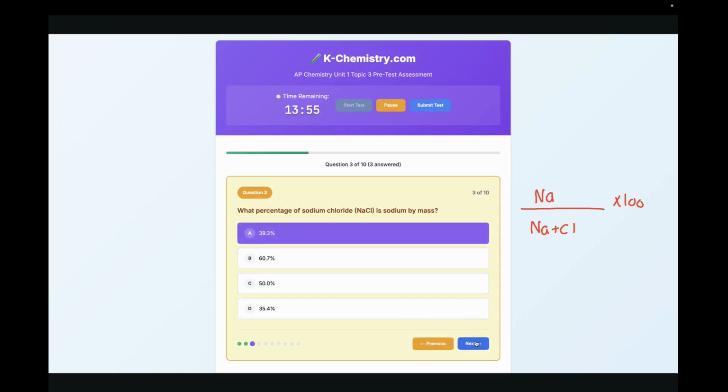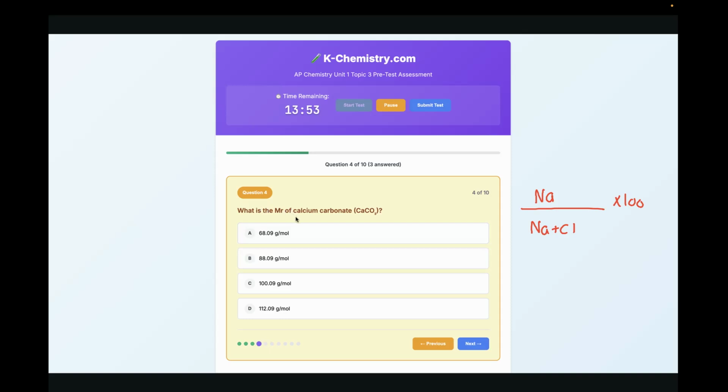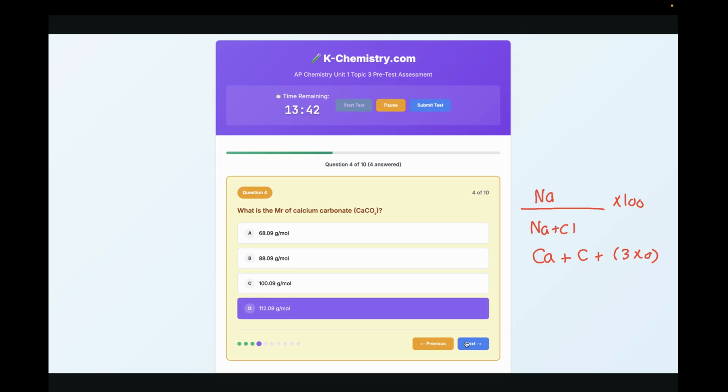You have to answer everything so you can get your number. What is the molar mass of calcium carbonate? Again, I need to add the calcium mass in addition to the carbon mass in addition to 3 of the oxygens, and you will get your answer. I'll just pick anything here.